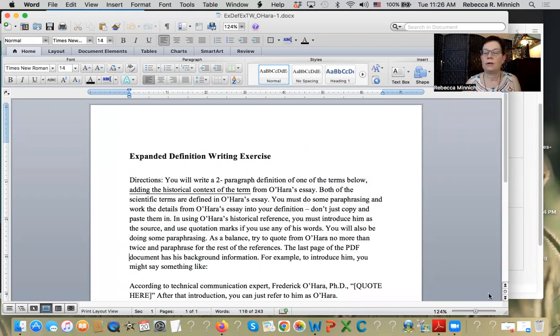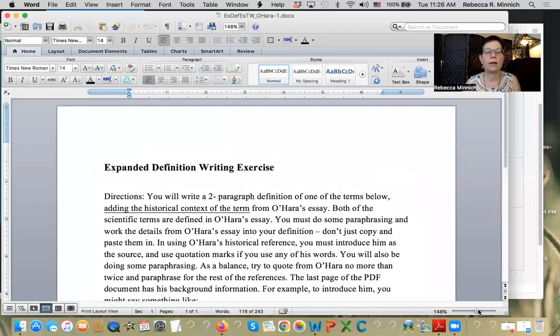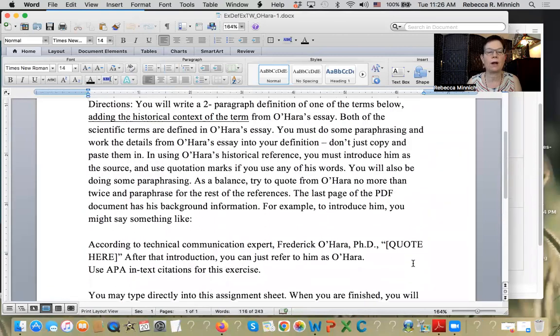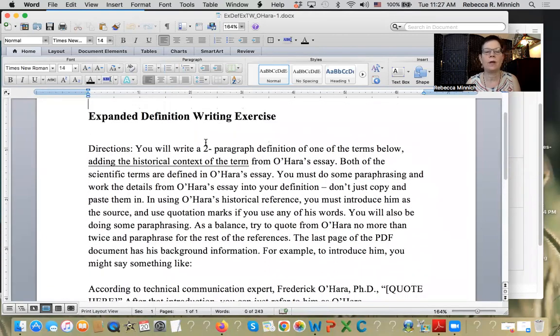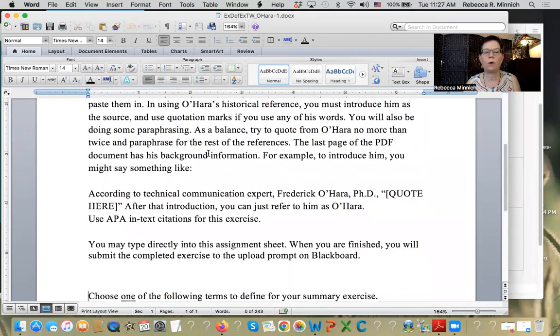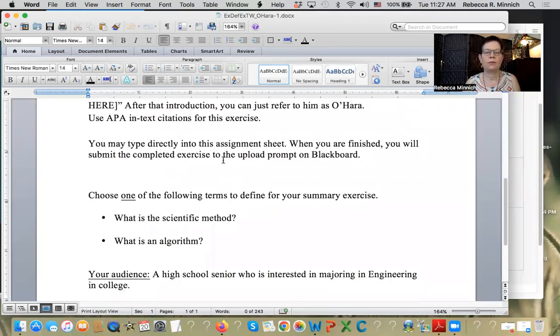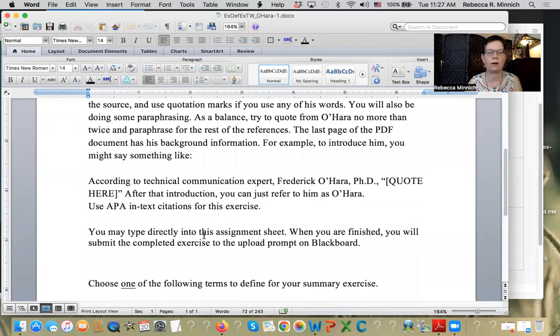what you're going to be doing here is writing a 2-paragraph, remember you're only doing 2 paragraphs here, a 2-paragraph definition of either the scientific method or the algorithm, not both, right? Choose one, not 2. Choose one of the following terms, either what is the scientific method or what is an algorithm, right? Now you're using Frederick O'Hara's article as your one source. So you're going to make sure that you give a source introduction for Frederick O'Hara.